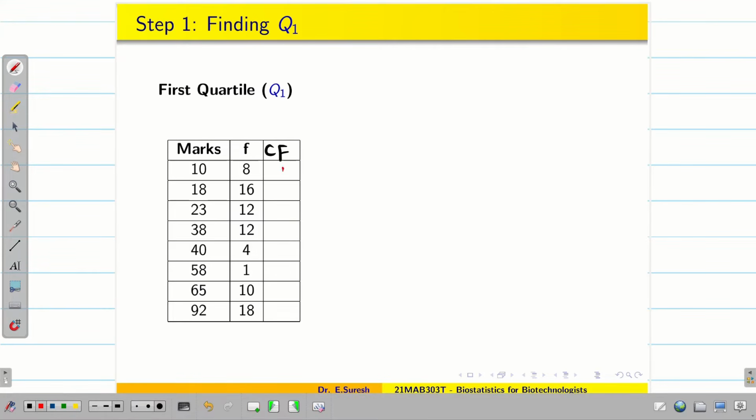We know how to find cumulative frequency. Just write the first frequency here and then add 16 and 18. We get 24. 24 plus 12, 36. 36 plus 12, 48. 48 plus 4, 52. 52 plus 1, 53, etc. We have to finish the table. And the final value is going to be my capital N, summation f, that is 81.